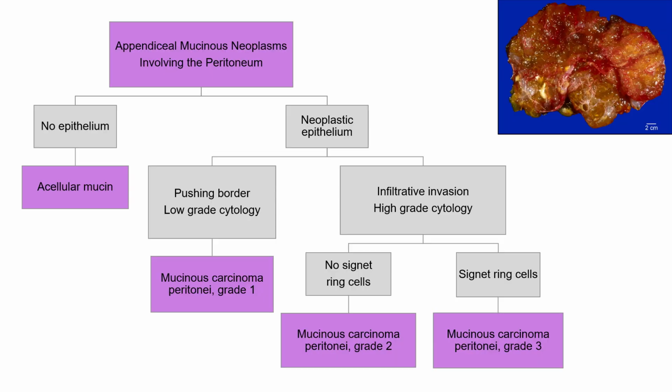Going back to our algorithm, when we have infiltrative invasion, which is typically associated with high-grade cytology, we're then going to be at either a diagnosis of mucinous carcinoma peritonei grade 2 or grade 3, depending upon the presence or absence of signet ring cells.